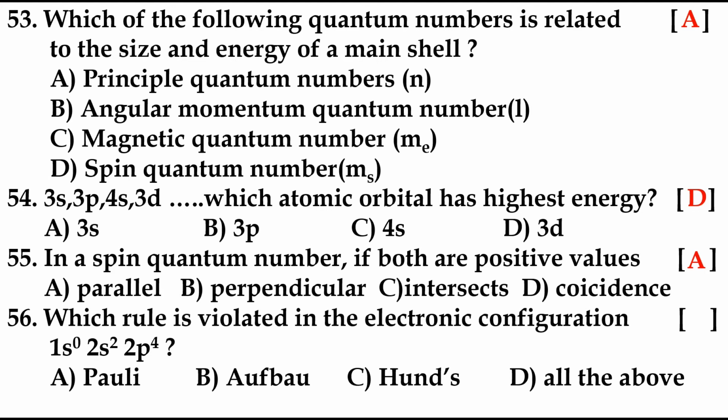56. Which rule is violated in the electronic configuration 1s0, 2s2, 2p4? A. Pauli, B. Aufbau, C. Hund's rule, D. All of the above. Answer is option B, Aufbau principle.